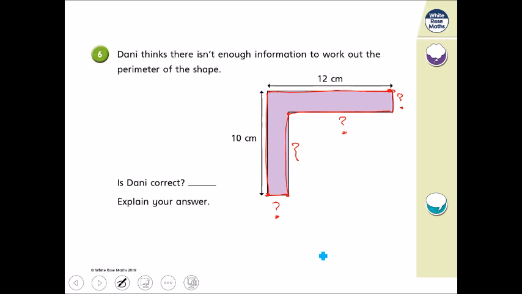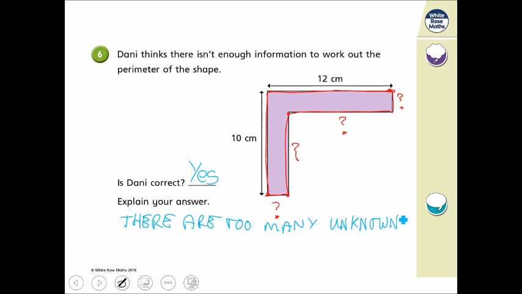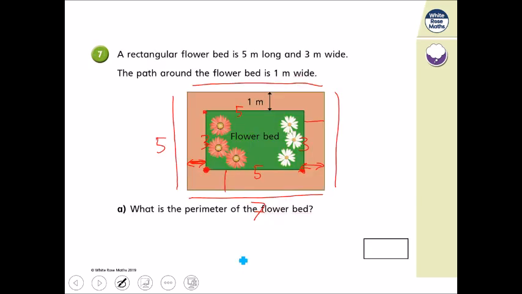So, is he correct? Yes. And explain your answer. There are too many unknown distances. Full stop. Right. Let's have a look at the next question.